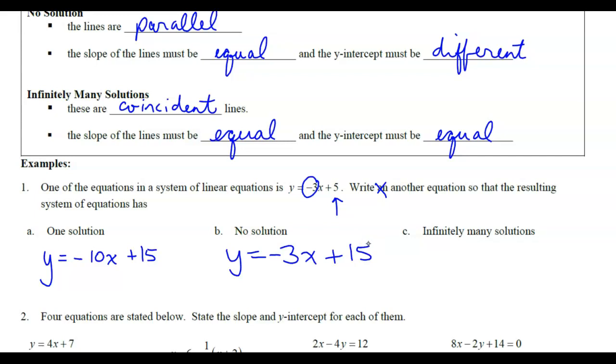And then for infinitely many, you can just write it out again, which is not very creative. You could put it in general form, which is a little more creative. Doesn't matter. Okay, it's just the same equation.